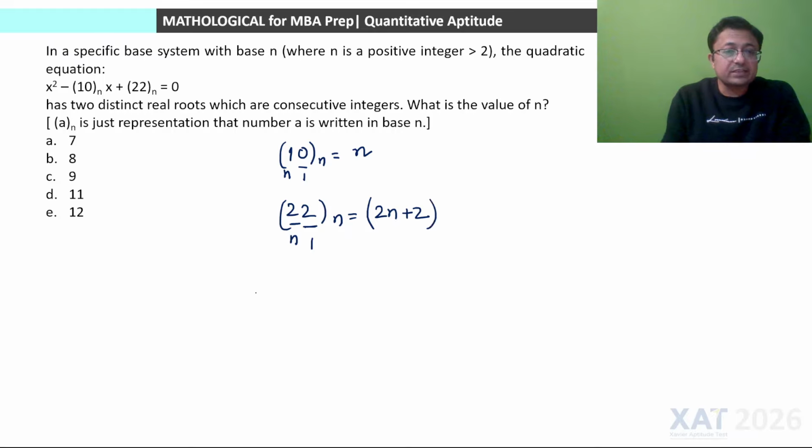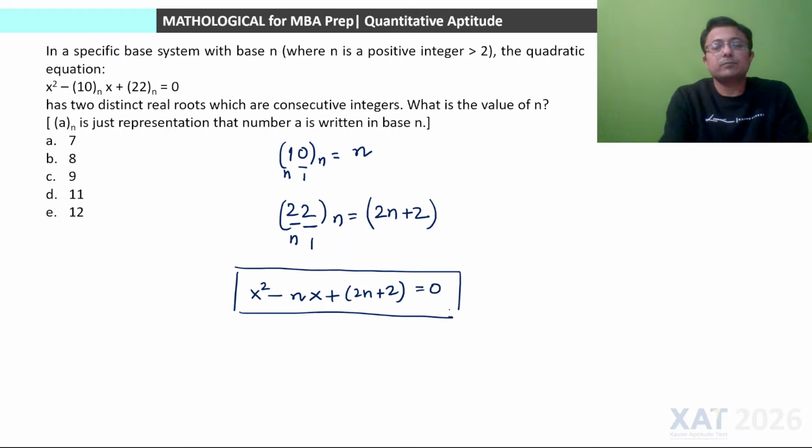So basically the equation is x square minus nx plus 2n plus 2 equal to 0. This is the actual equation. And two distinct real roots are there which are consecutive integers. So what is the value of n? Now one way, the best approach, is to use the options.